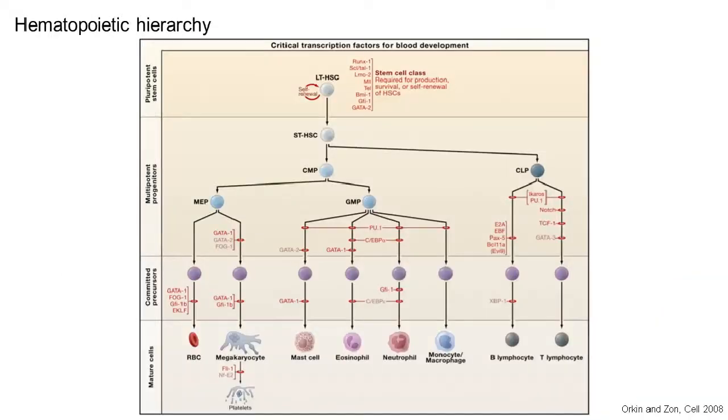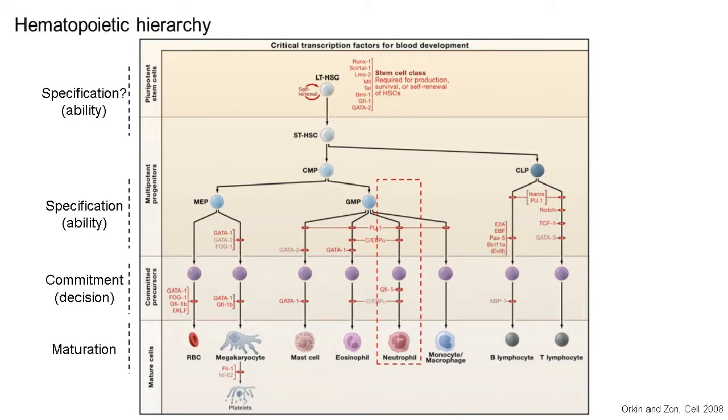As I mentioned, the Grimes Lab uses hematopoiesis as a model system to understand transcriptional regulation of development. Here is shown a schematic of the hierarchy of hematopoiesis, which proceeds from a long-term hematopoietic stem cell through a series of intermediate cell states, and finally mature effector cells are formed.